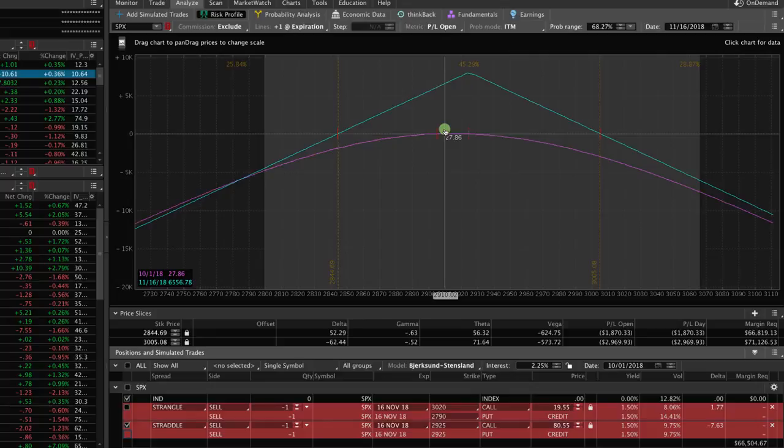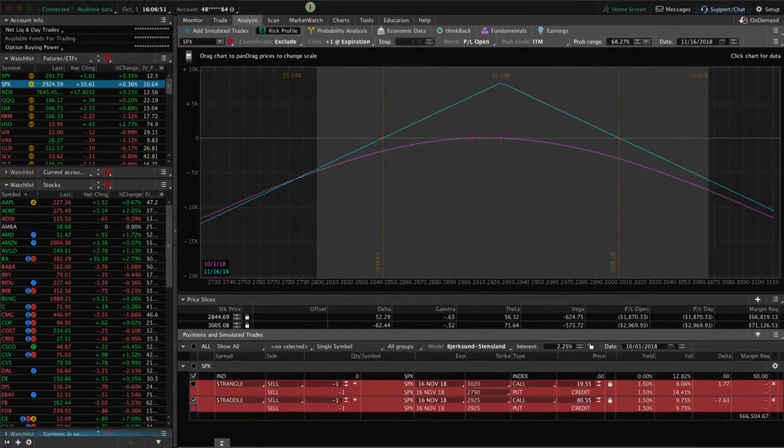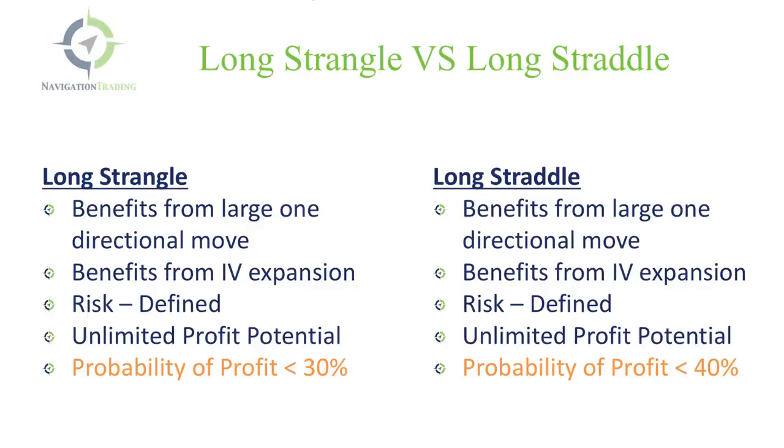At Navigation Trading, we definitely trade more short strangles than we do short straddles because we like that higher probability of success, and we're okay capping our profits at a lower potential. Okay, now let's go back to the slides and determine the difference between a long strangle and a long straddle.